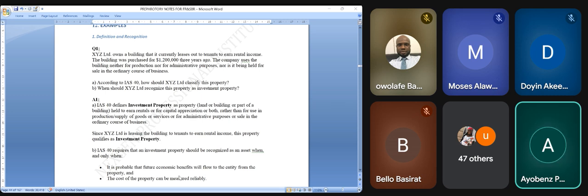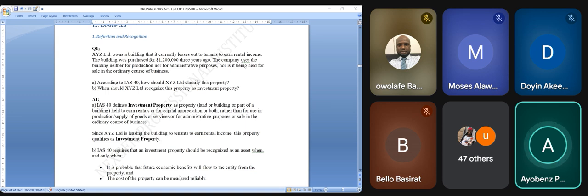Very cheap question. If you read it now, somebody will say this question is very difficult. What should I write? But everything I have explained so far is what you will put down as your answer. They say, according to IAS 40, how should this company classify the property? You state the definition of investment property, and then you refer the examiner to the question. They said the company is not using it for administrative purposes. They are only holding it, and not in the ordinary course of business. Therefore, it qualifies as an investment property.